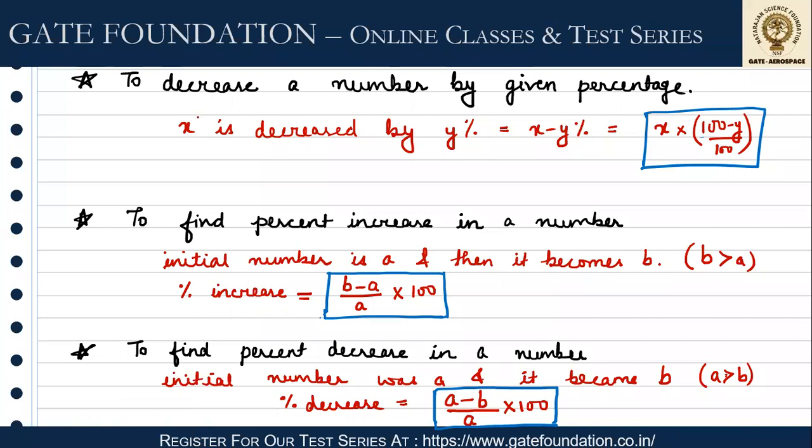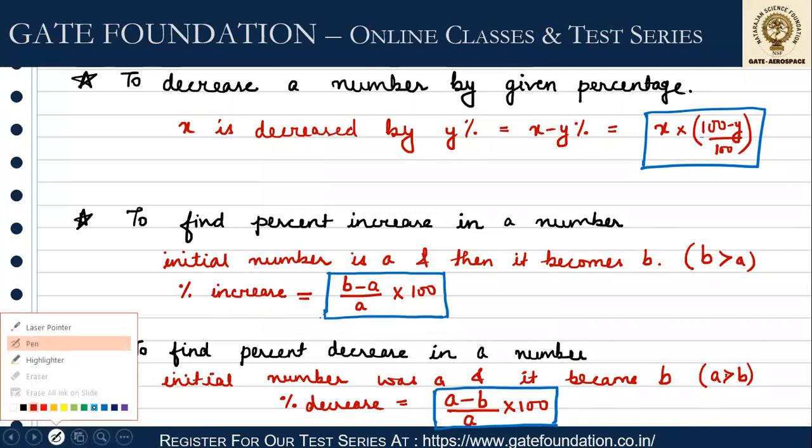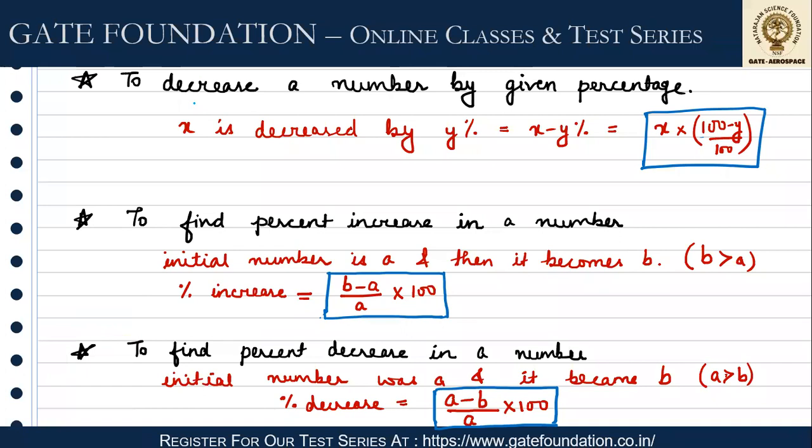So let me explain it in this particular slide. Let's say we want to decrease a number by a given percentage. If the number x is decreased by y percent, then you have to measure the percentage with respect to x. So you have to multiply x by 100 minus y. We'll see that in the form of numbers when we do numericals. But here you have to multiply x. The reference is x, right? That we need to understand.